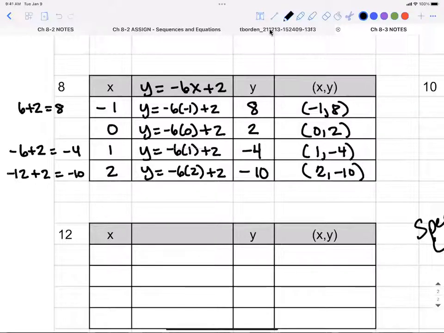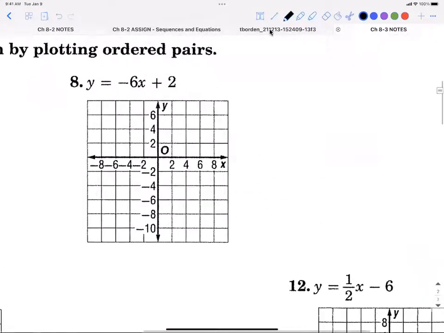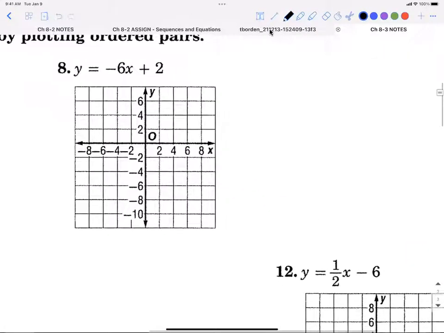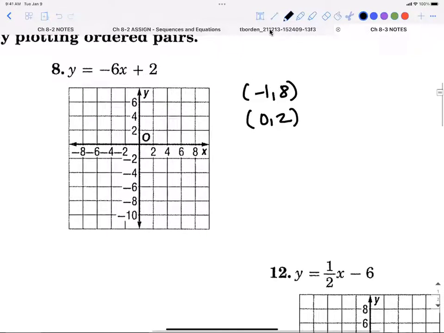All right, now I have 4 points. I'm going to go up to my graph now. Just to help myself remember what I'm doing, I'm going to write those points. So that's -1, 8 was the first one, 0, 2 was the next one, 1, -4 was the next one, and 2, -10. Okay, so I'm going to graph each one of these.